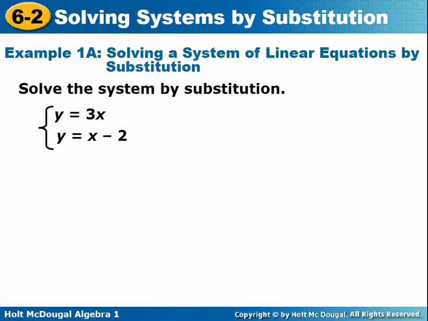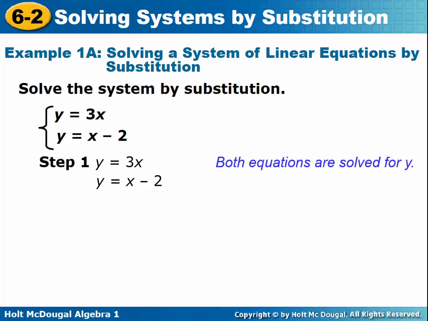Let's look at this example. We have y equals 3x and y equals x minus 2, and we want to solve, which means to find the coordinate that they would have in common, where they would intersect. Our first step is supposed to be to solve one of the equations for a variable, either y equals or x equals. That step is done because actually both of them are solved for y.